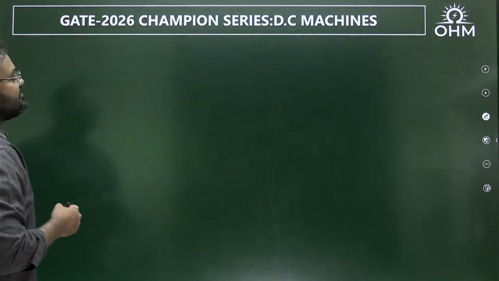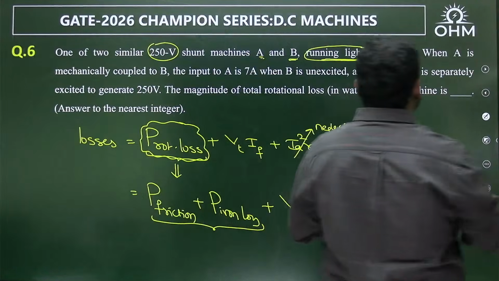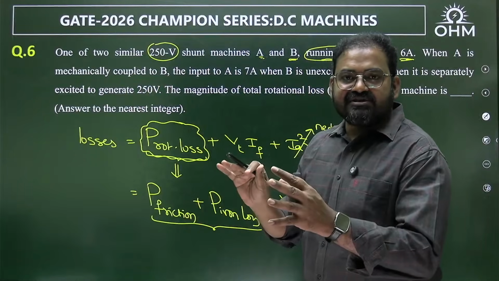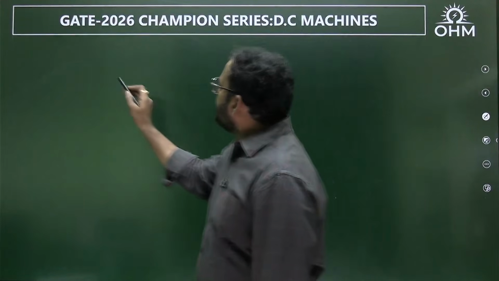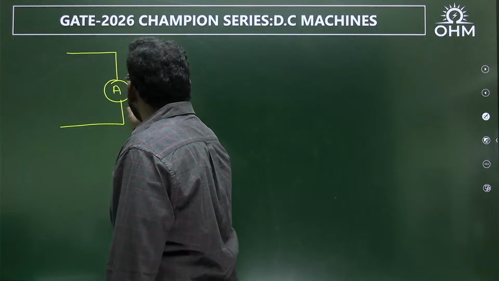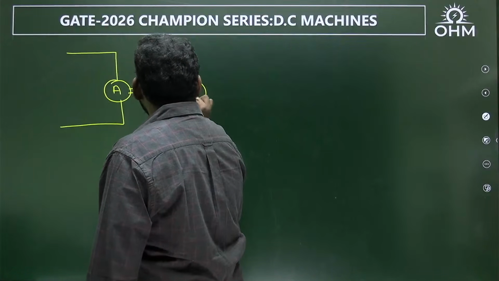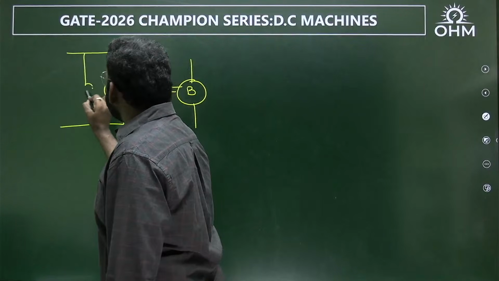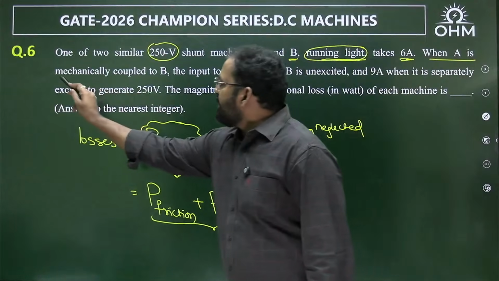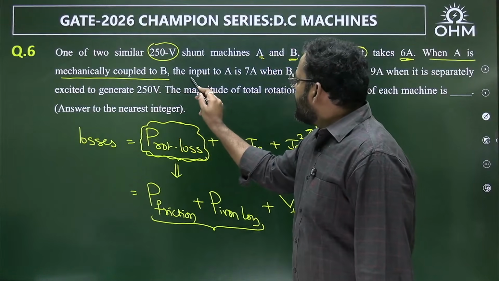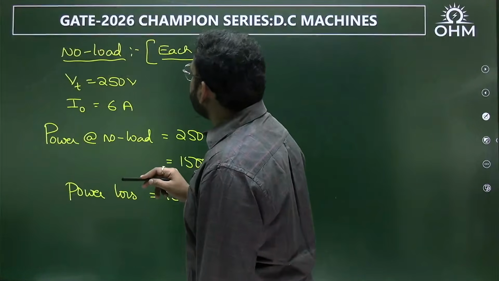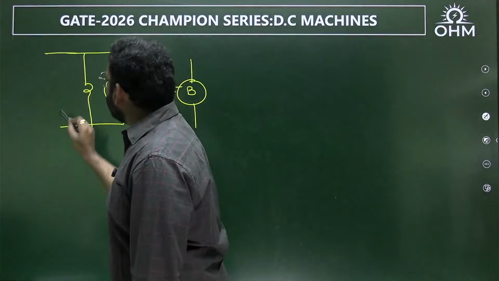What is the additional information given? You see the next information. When machine A is mechanically coupled to machine B, that means, let's say this is machine A. This was mechanically coupled to machine B. Okay, remember they are shunt machines. Look at the additional information. When machine A is mechanically coupled to machine B, the input to machine A was 7 ampere. This time, the input to machine A was 7 ampere.